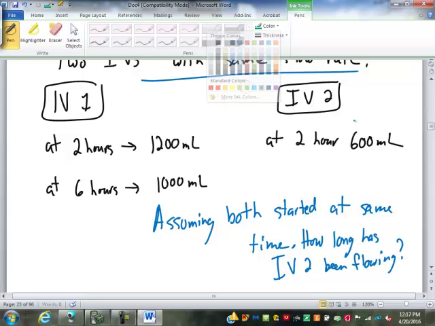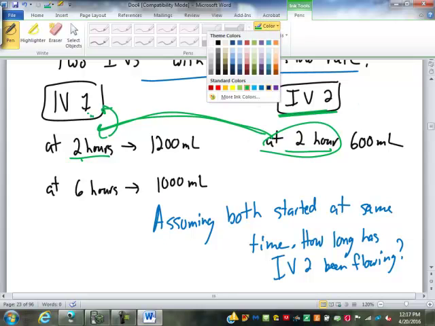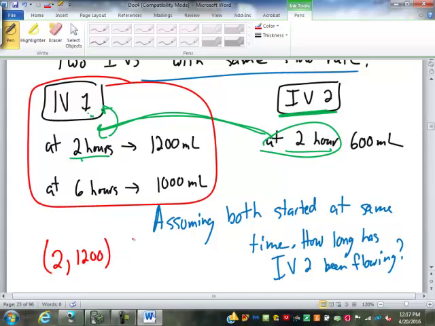So we're making the assumption that this 2 hour point is the 2 hours from IV1. So we know the start time for IV1, and this is 2 hours after the start time for that first IV, but we do not know the start time for that second IV. So we're going to work on finding the equation for this first IV. We know it goes to the points 2, 1,200, and 6, 1,000.